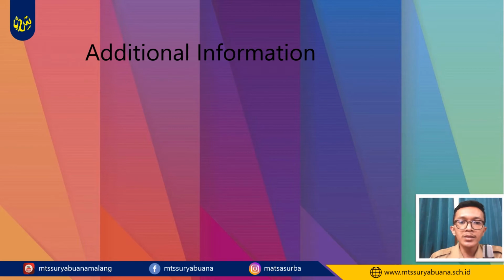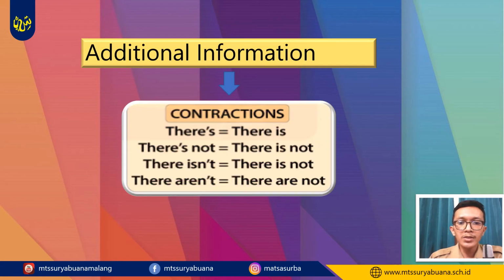Alright, this is additional information for you about contractions. This is the short form of the words there is, there's. There is not, there's not. There is not, there isn't. Or you can write there are not as there aren't. I hope it is useful for you. So you can use the full form, there is not, or you can use the short form, there's not, there isn't, or there aren't.